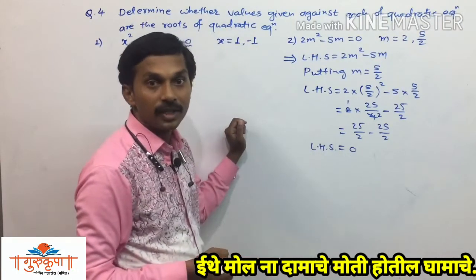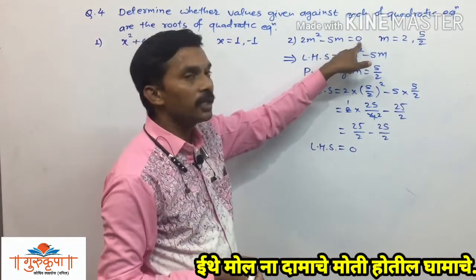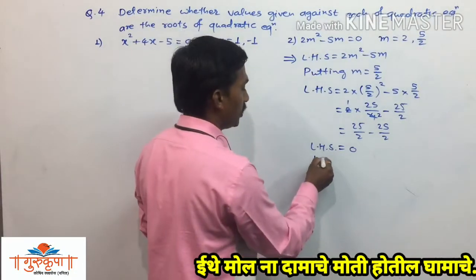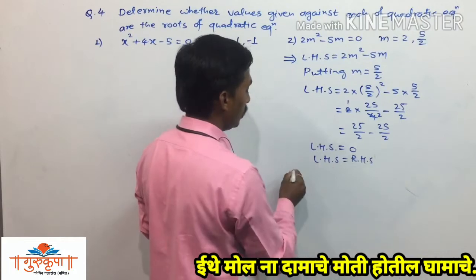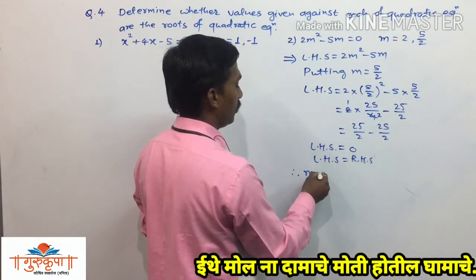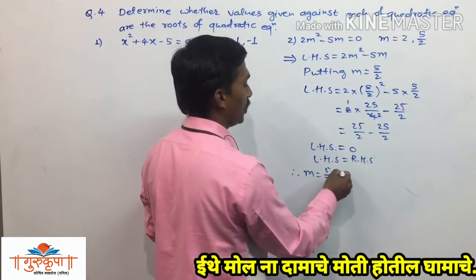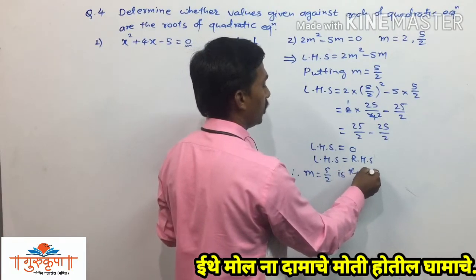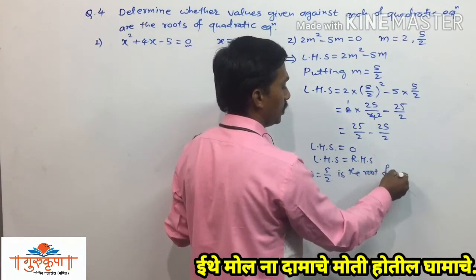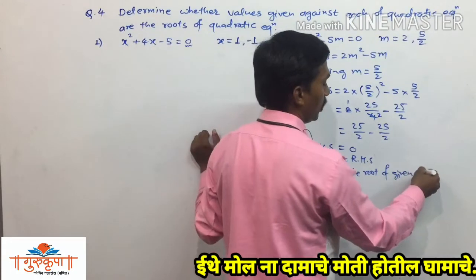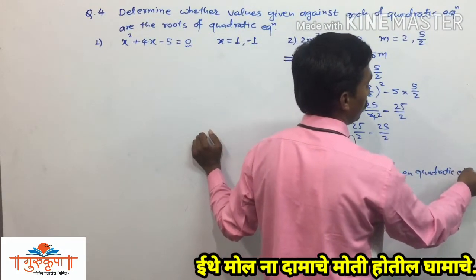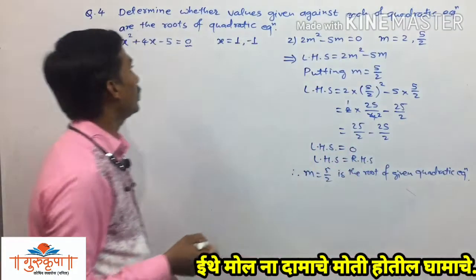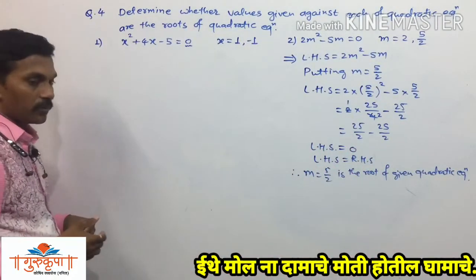Now see the RHS. RHS is already 0. So here you can write LHS is equal to RHS. Therefore m is equal to 5 upon 2 is the root of given quadratic equation. This is all about the fourth question.